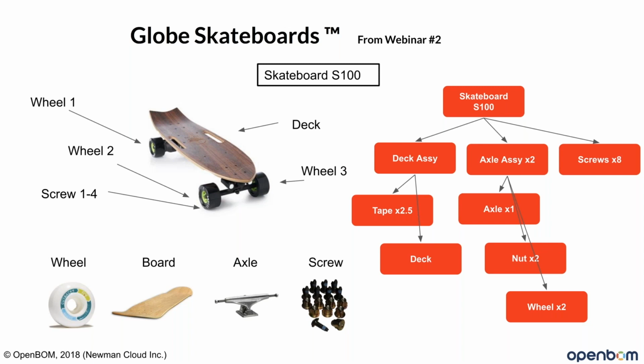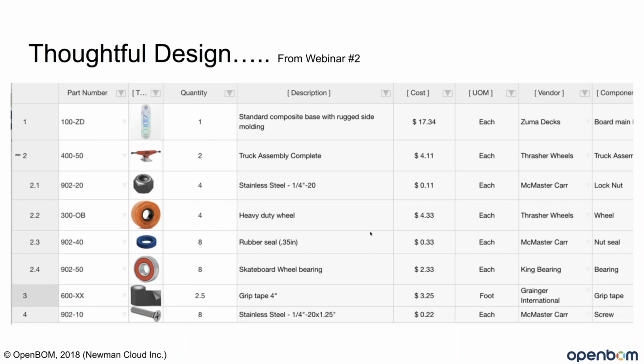So we're going to rely on the example from webinar number 2. It was the skateboard product. I've got a company called Globe Skateboards. In the last webinar, we built the S100 skateboard here on the left, and we created a BOM that matched that product structure there on the right. And we called this a thoughtful design.